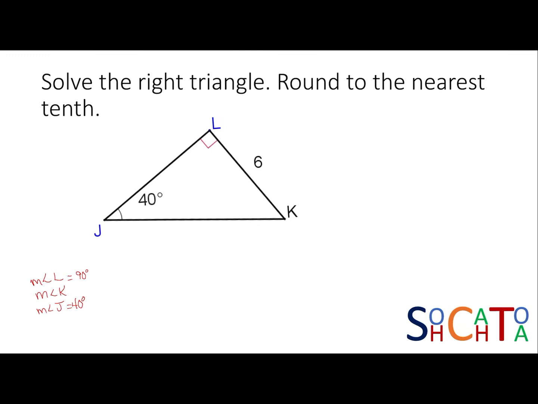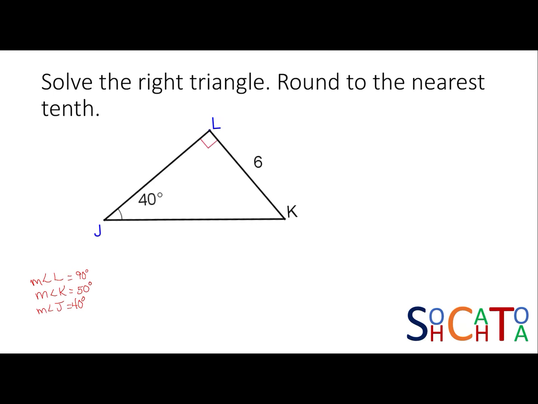180 degrees for the sum of the interior angles of a triangle minus the 90 that's used up by angle L gives us 90 left. 90 minus the 40 that was angle J tells us that we have a 50-degree angle for angle K. So don't lose those easy points. Those are the easy ones. You've been doing that forever now.